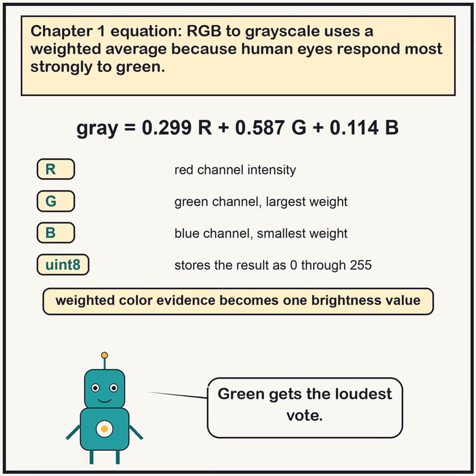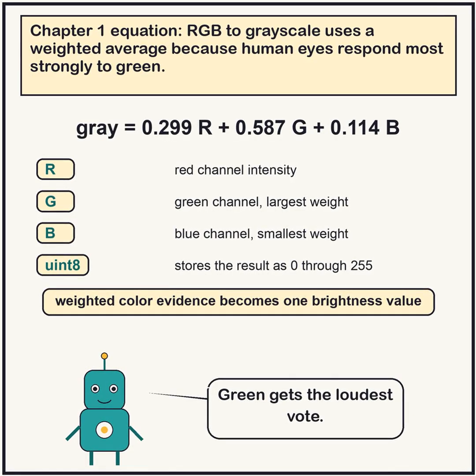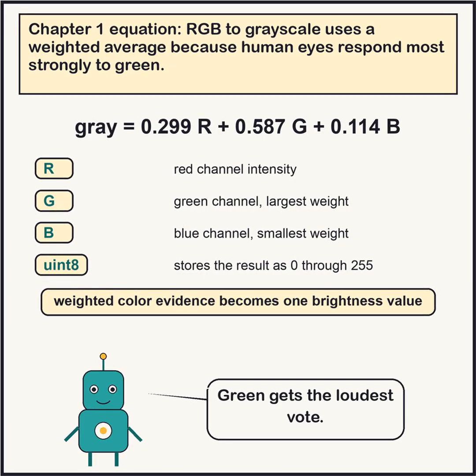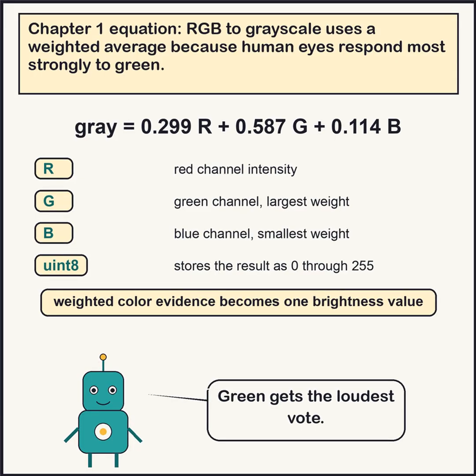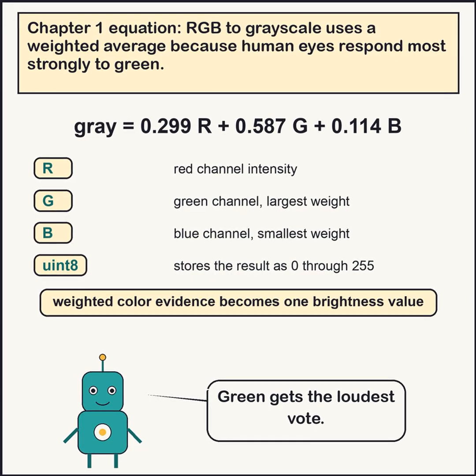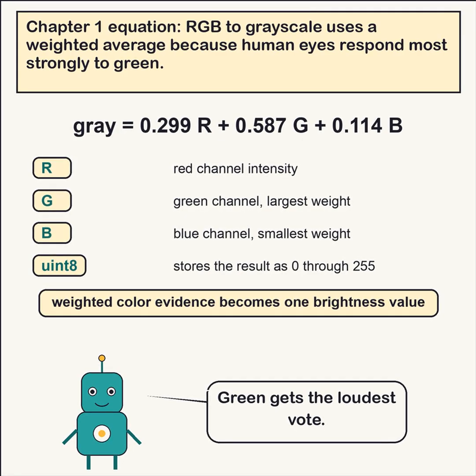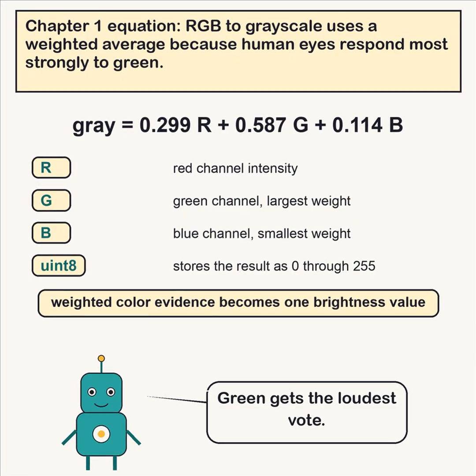To convert RGB into grayscale, compute a weighted average. R is the red channel. G is green and receives the largest weight, 0.587, because human vision is most sensitive to green. B is blue and receives the smallest weight. The result is stored as an unsigned 8-bit intensity.